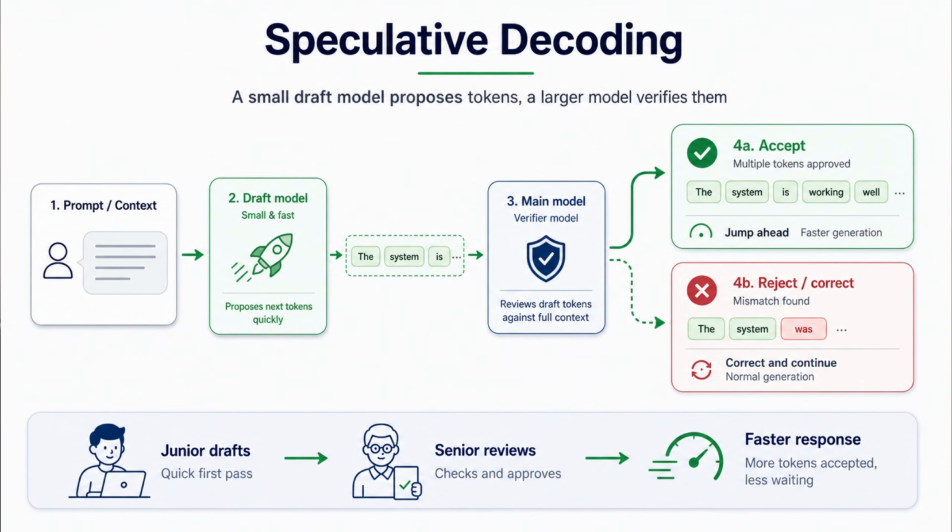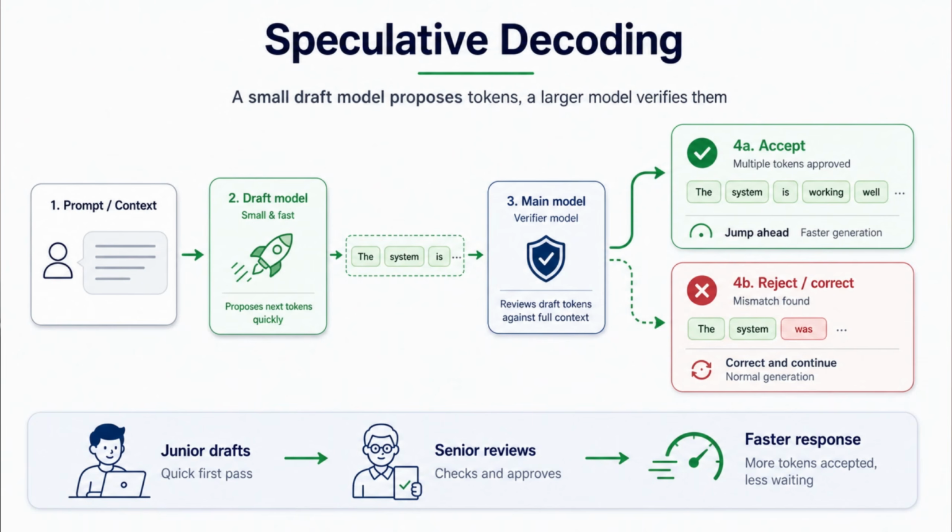Now, speculative decoding is another optimization technique. And the idea is that smaller or faster draft models generate a few possible next tokens. And then the larger model checks them. If those draft tokens are acceptable, the larger model can approve them faster. If they are not acceptable, the larger model rejects them and continues generating normally.